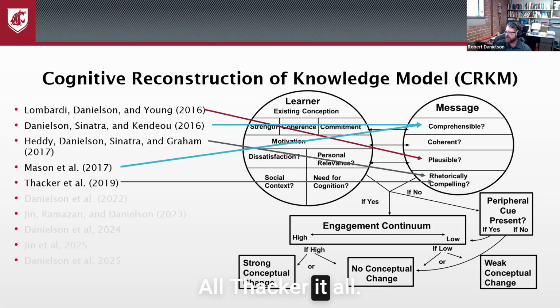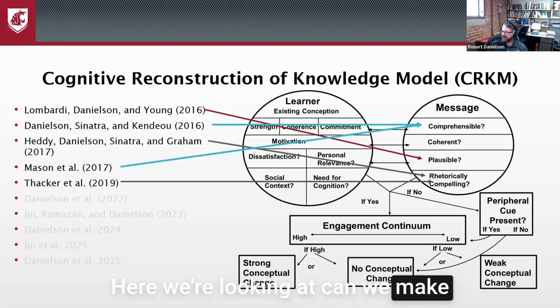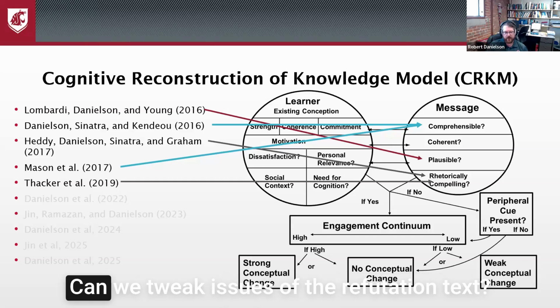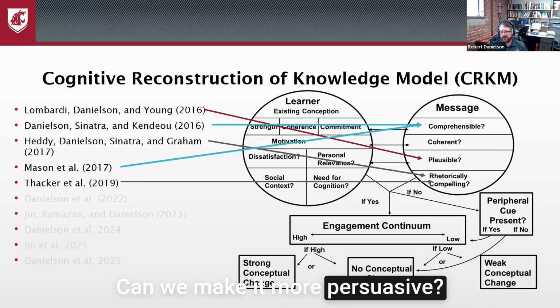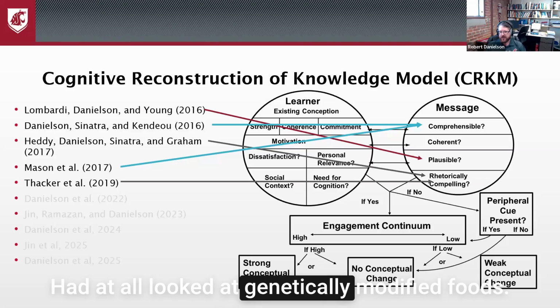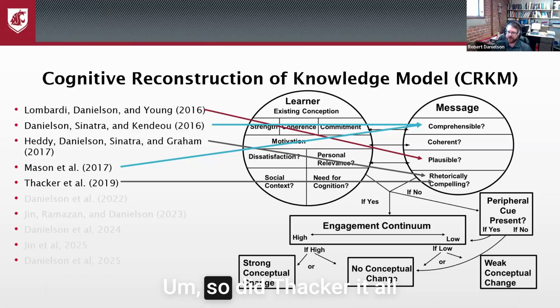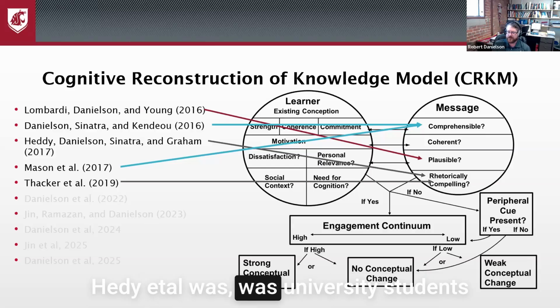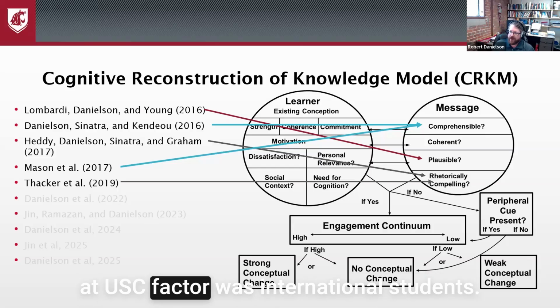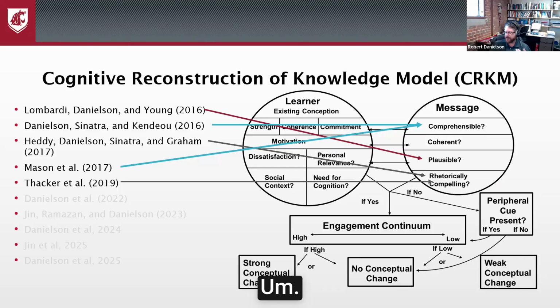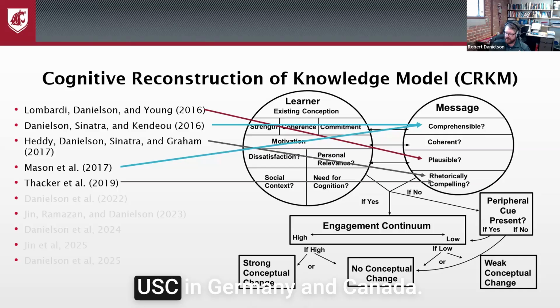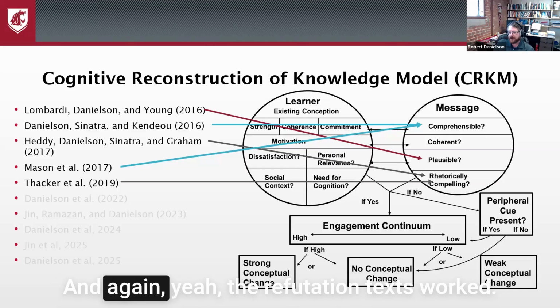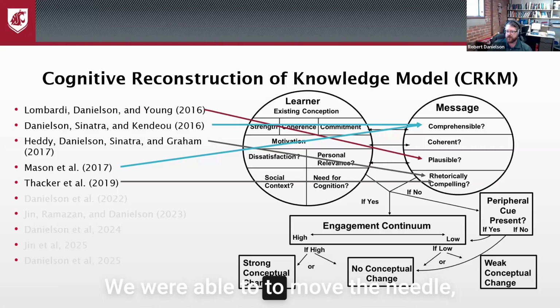Hynd et al., Thacker et al. Here we're looking at, can we make the text more rhetorically compelling? Can we tweak issues of the refutation text? Can we make it more persuasive, right? Hynd et al. looked at genetically modified foods. So did Thacker et al., looking at university students. Hynd et al. was university students at USC. Thacker was international students at USC, in Germany and Canada. And again, yeah, the refutation texts worked. We were able to move the needle.